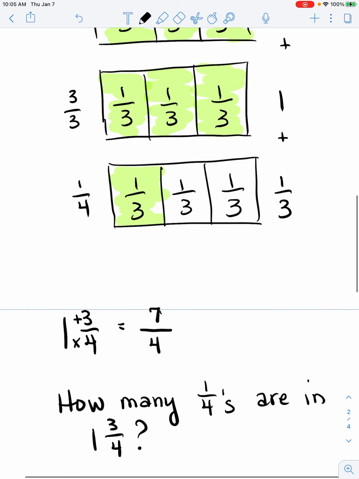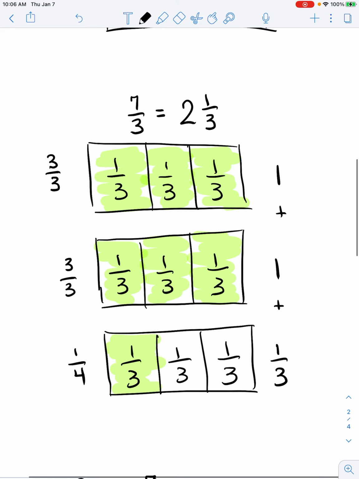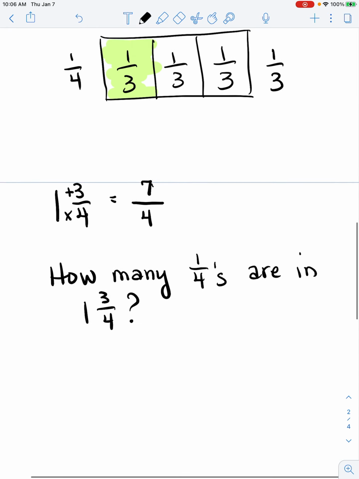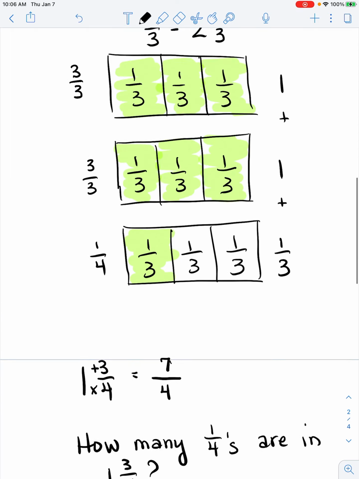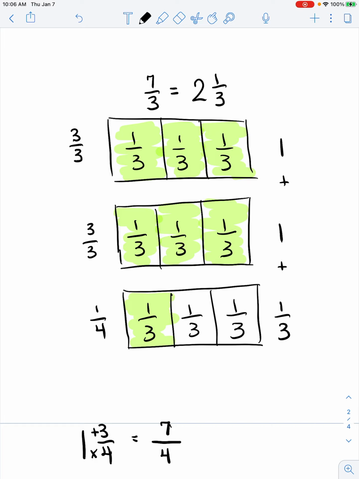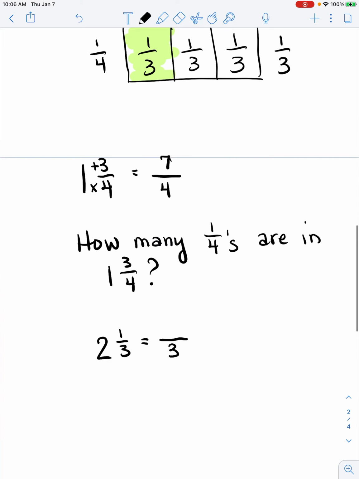Now, let's look at 2 1/3. Okay, so I want to know how many thirds there are. Again, my fraction will be thirds. In this case, I have 2 wholes, right? I have 1, 2. Each has 3 pieces, so 2 times 3 pieces in each would be 6, plus the 1 extra, and that would be 7.